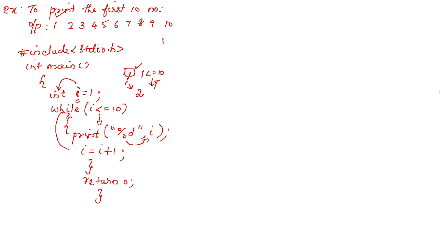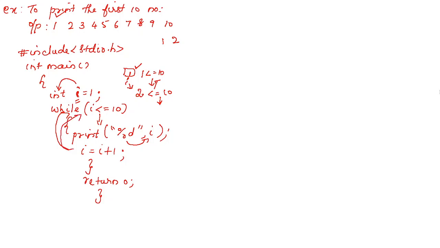After updating, it will go and check the condition again, whether the value of i is less than or equal to 10. True or false? Whether 2 is less than or equal to 10, it is true. Again, it will enter the loop and do the same process. It will print the value of i, currently 2. Your 2 will be printed. Now again you do the update. i is equal to 2, so 2 plus 1 gives 3. Now i has become 3.